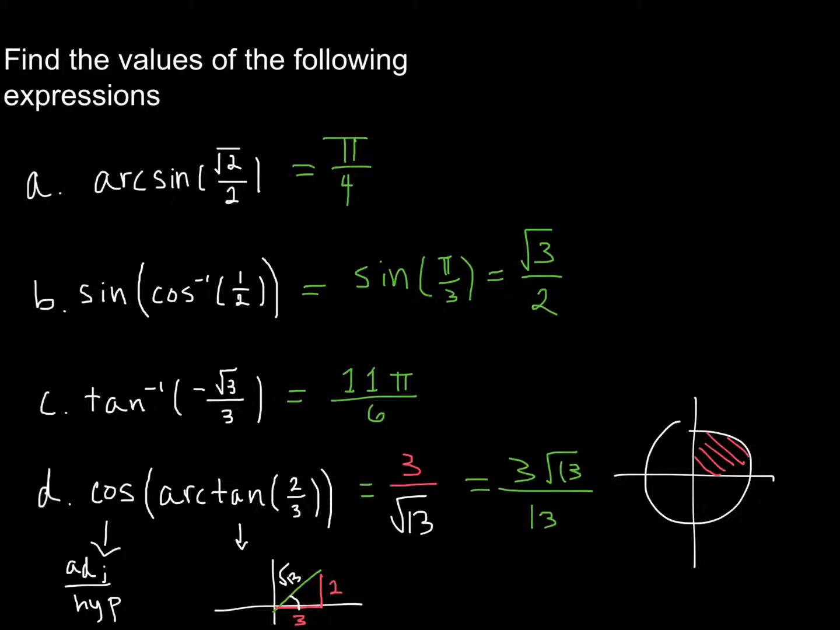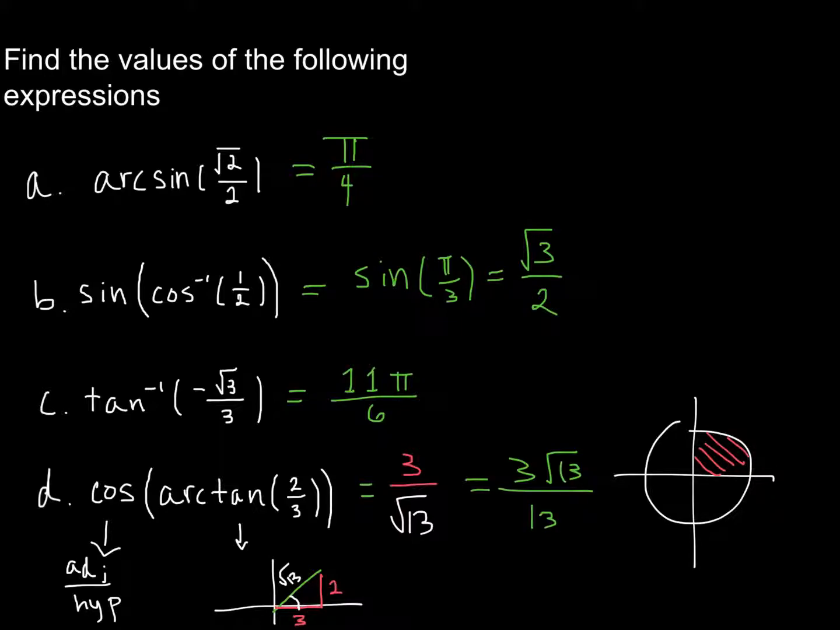In order to find the hypotenuse, we'll use the Pythagorean theorem. 3 squared plus 2 squared is equal to the hypotenuse squared. And 3 squared is 9, 2 squared is 4. Add them together, you get 13. Take the square root, you get square root of 13 as your hypotenuse. And so now you know for this angle, the cosine is adjacent over the hypotenuse, and the adjacent is the value 3, hypotenuse is root 13, and so the cosine of this angle is 3 over root 13.